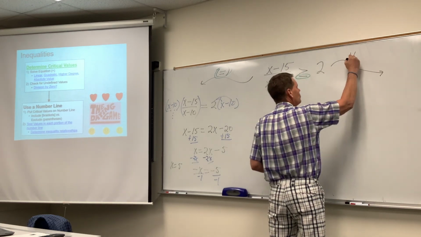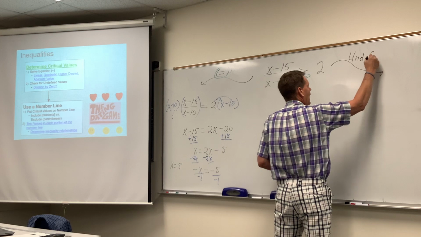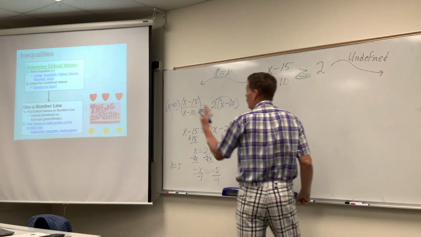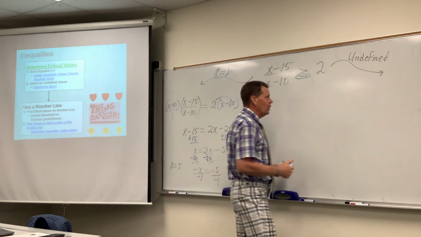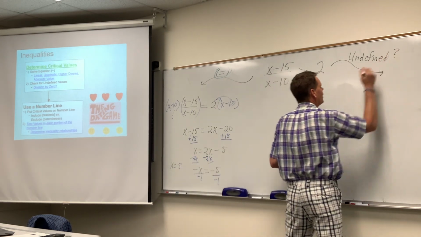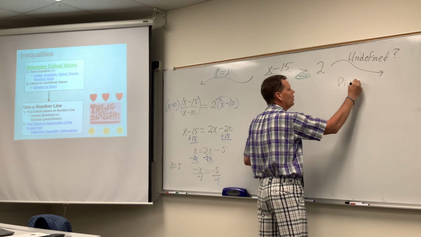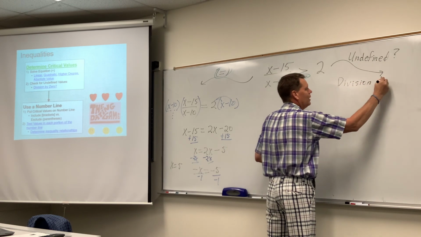All right, now, there's another kind of critical number, and to me, it is more of a question. So again, if you look at critical values, part 2, check for division by 0, undefined, question mark, division by 0, question mark. All right.